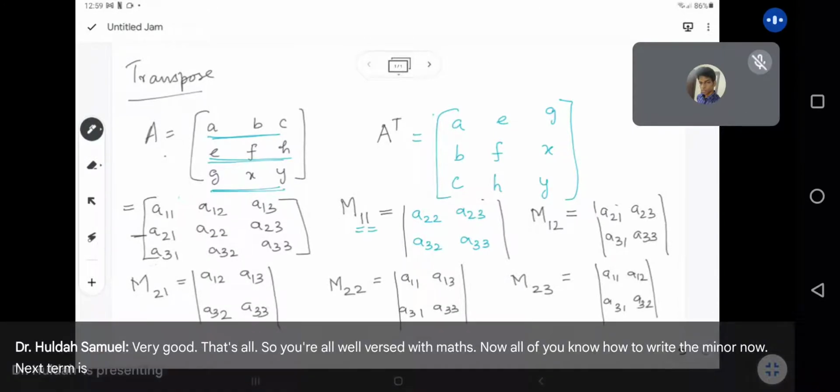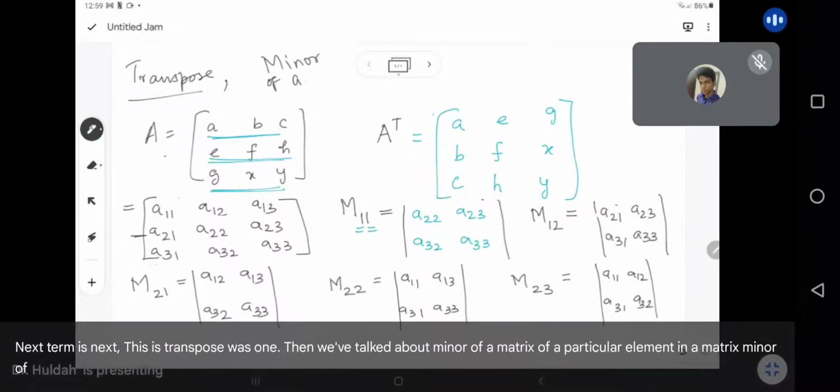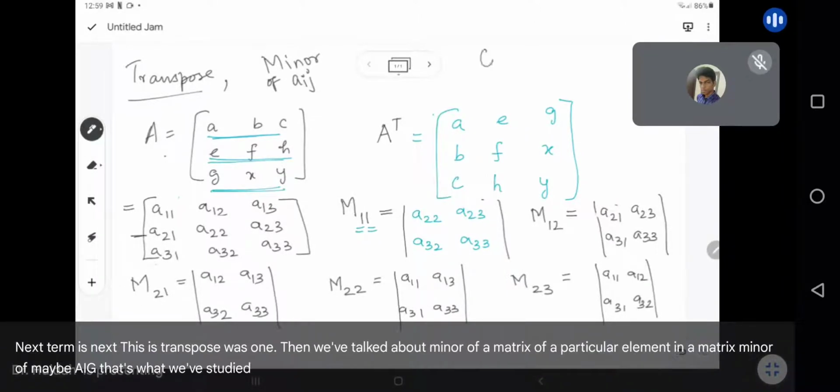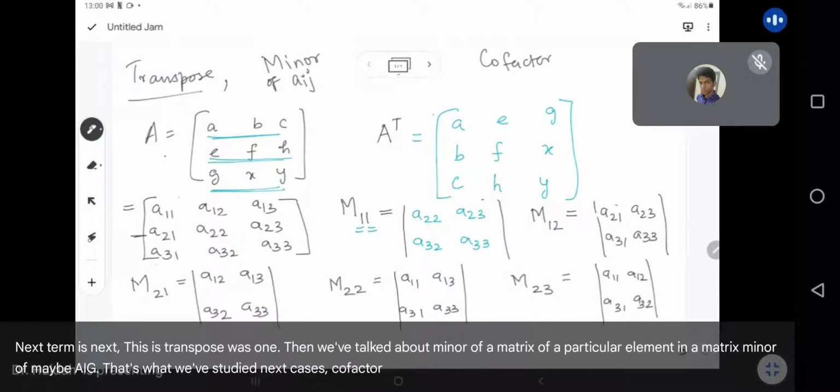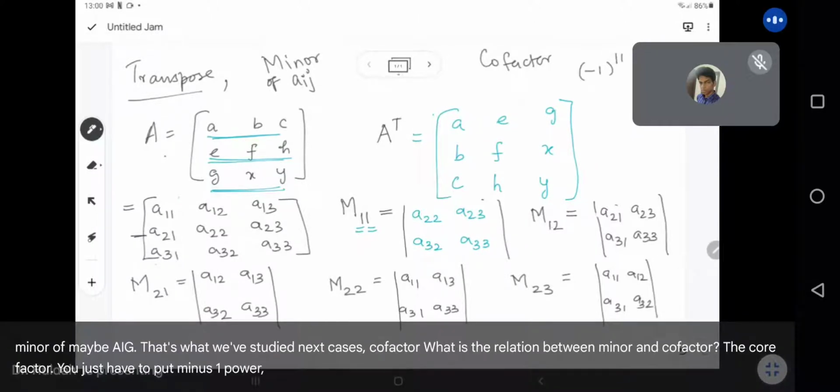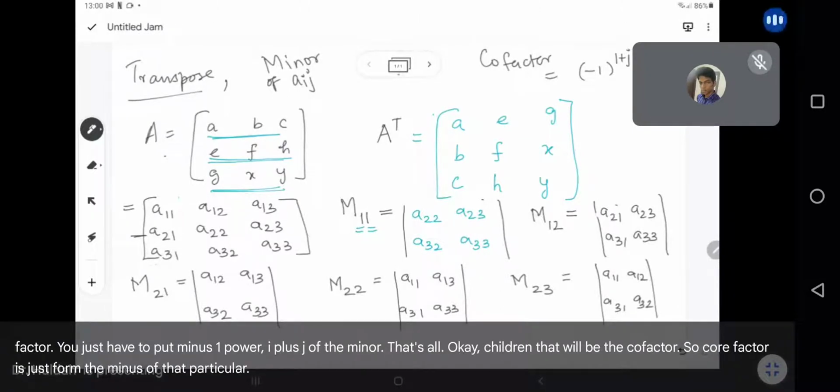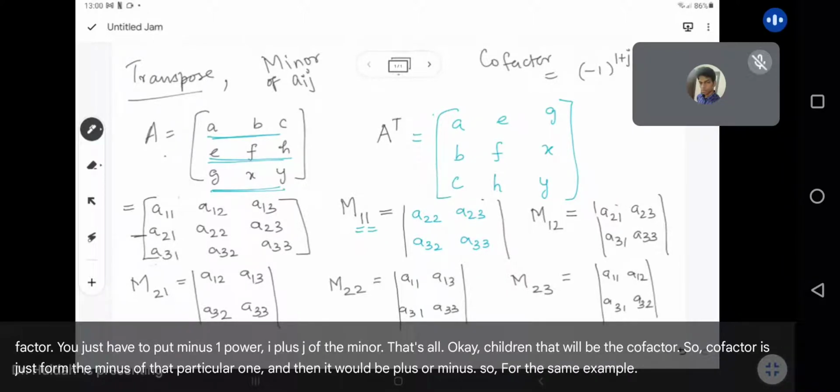Now the next term: the first one was transpose. Then we've talked about the minor of a particular element in a matrix, maybe Aij. Next case is cofactor. What is the relation between minor and cofactor? For the cofactor, you just have to put -1 power i plus j times the minor. That's all. Cofactor is formed from the minors of that particular element, and then it will be plus or minus. So for the same example, let us do the cofactors now.